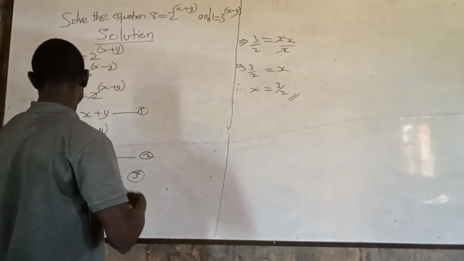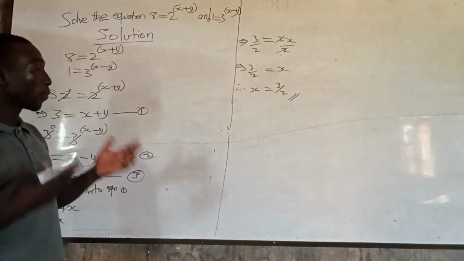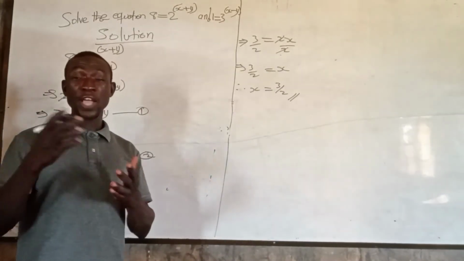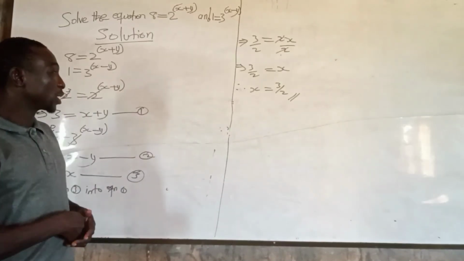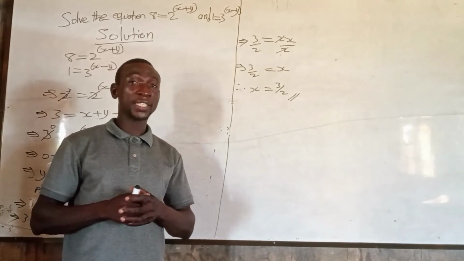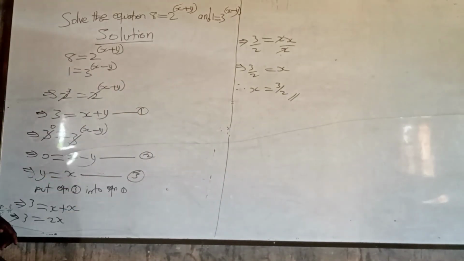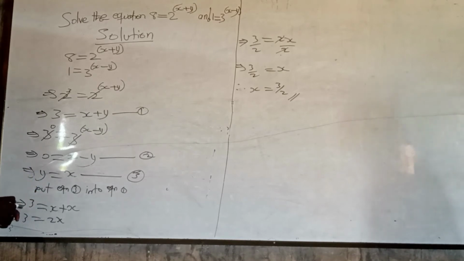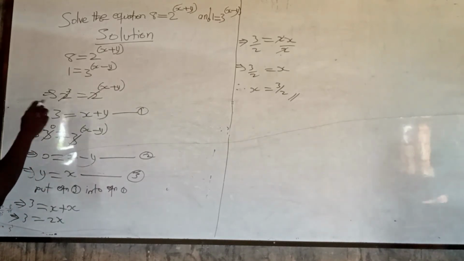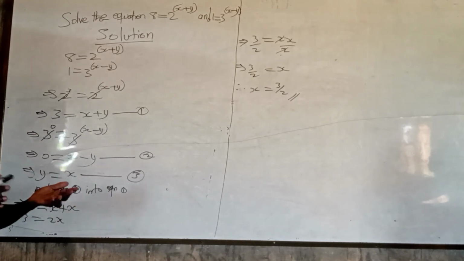Let's move ahead to find the value of y. But guys, do we need to work again? No, and the reason is simple. Because equation 3 says that y equals x, which also means x equals y. That means that the value of x is also the value of y.